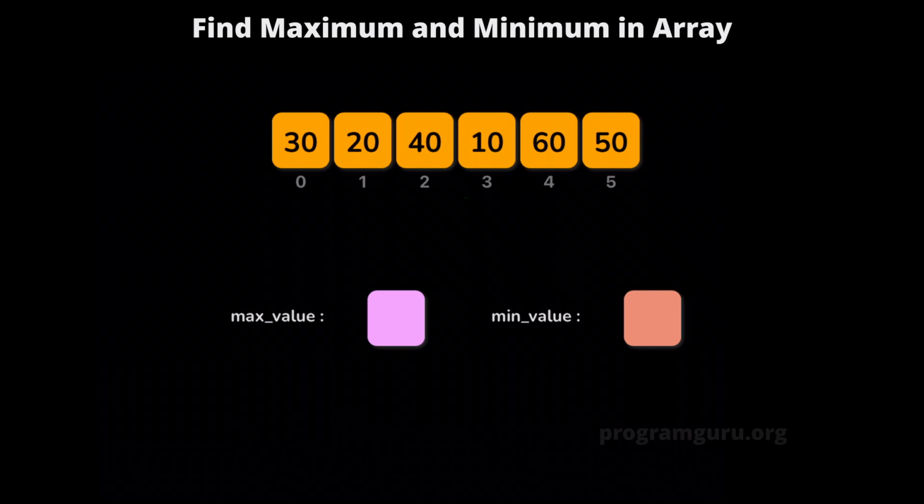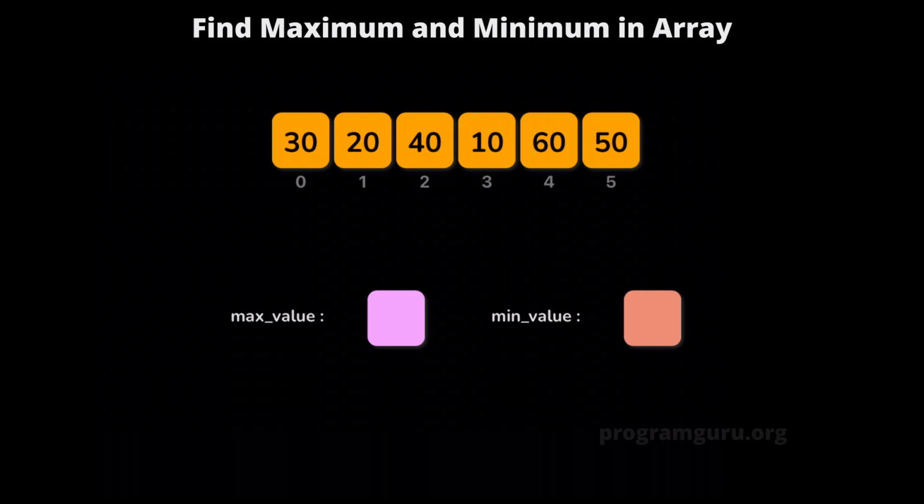Given an array of elements, our task is to find the maximum and minimum elements in this array. This is an unsorted array. In this array, the maximum value is 60 and the minimum value is 10. In this video, we will learn the steps to find the maximum and minimum values in a given array.